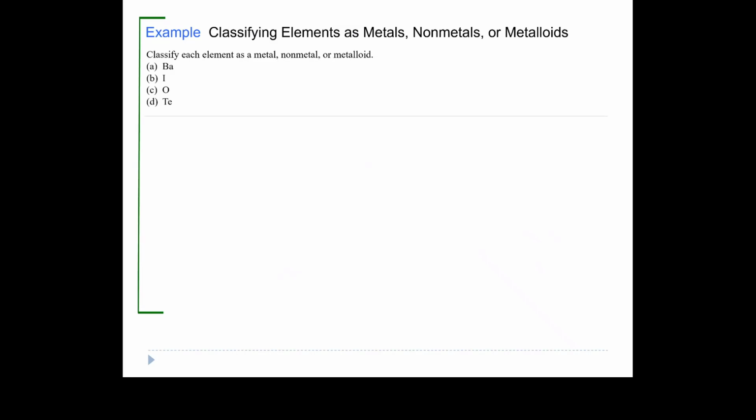Say again, 56. What column is it in? Column 2. So that's on the left-hand side of the periodic table. So is this thing a metal, a nonmetal, or a metalloid? Metal, for sure. How about the next one? That is iodine. I is iodine.